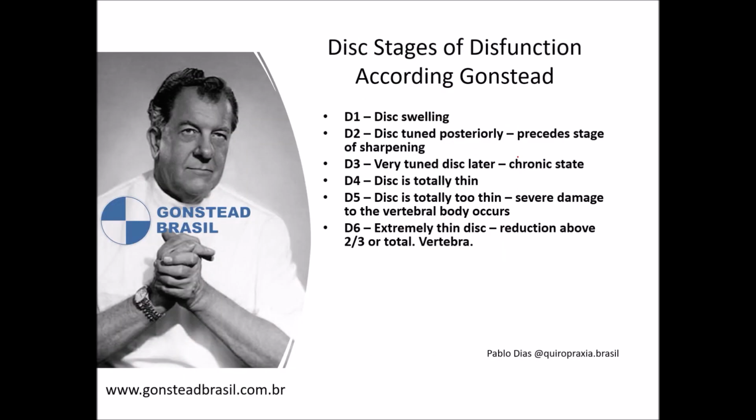Okay, and then the disc stage of dysfunction, according to Gonstead, is a way to classify and to grade the degree of dysfunction. Yes, and then we call D1 when there is a disc swelling. There is more space than normal between one vertebra and the other. The D2 disc is toned posteriorly. This precedes the stage of sharpening. The D3, very toned disc, is a chronic state. It's the beginning of the chronic state. D4 is when the disc is totally thin. D5, the disc is totally too thin. There is severe damage to the vertebral body. D6 is an extremely thin disc, a reduction above 2/3 or total vertebra.